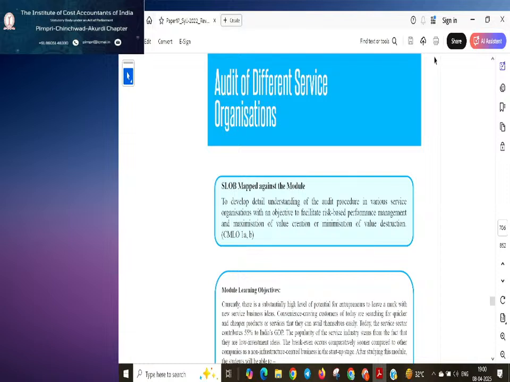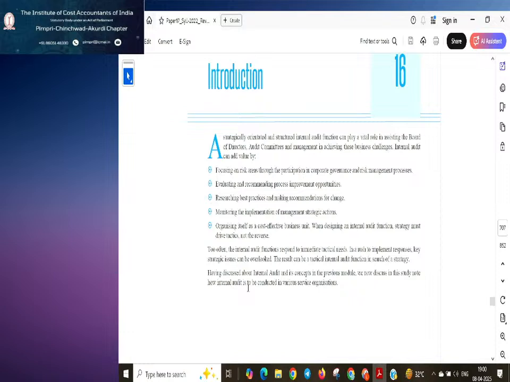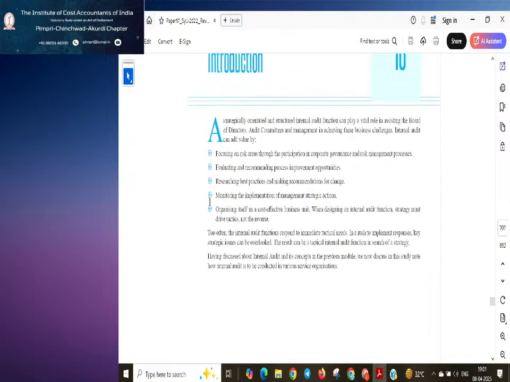Fine. So there are different service organizations, and each and every service organization has a different way of doing audit. Okay, so why is it important? Because it is specific to a particular industry. Not all the industries will have the same kind of things to be checked. Okay, so that is why this is especially for service organizations like NGOs. We will even read about non-profit organizations.